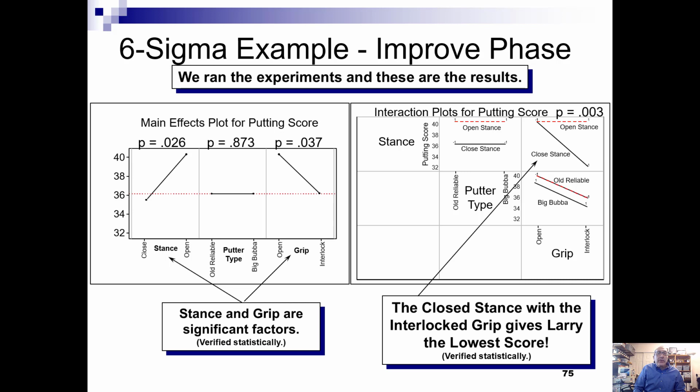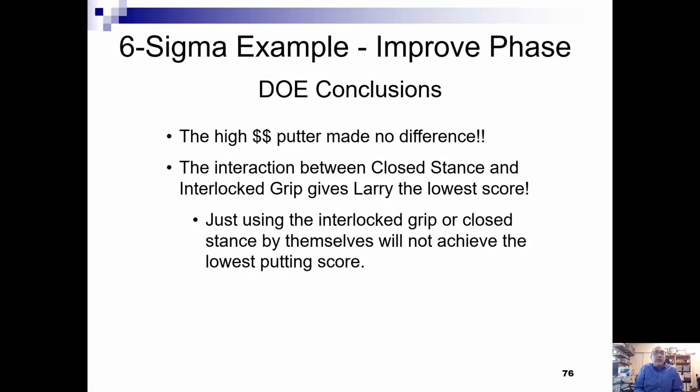The stance and grip are significant factors. This has been verified statistically. The closed stance with the interlock grip gives Larry the lowest score. DOE conclusions: the high dollar putter made no difference. The interaction between the closed stance and interlock grip gives Larry the lowest score. Just using the interlock grip or the closed stance by themselves will not achieve the lowest putting score.